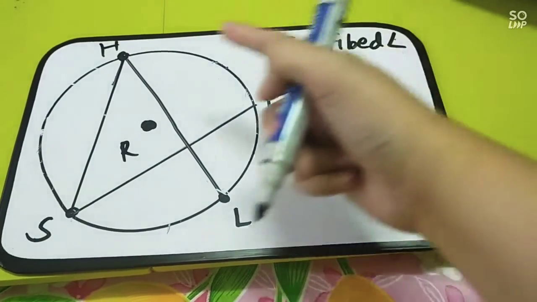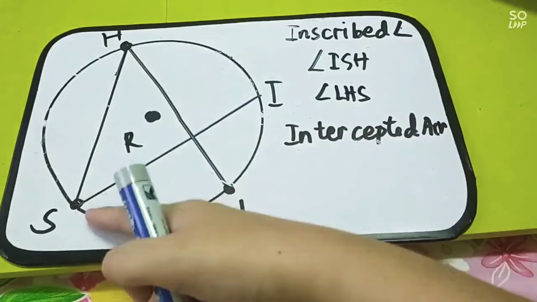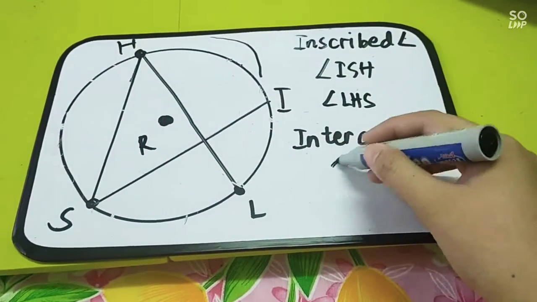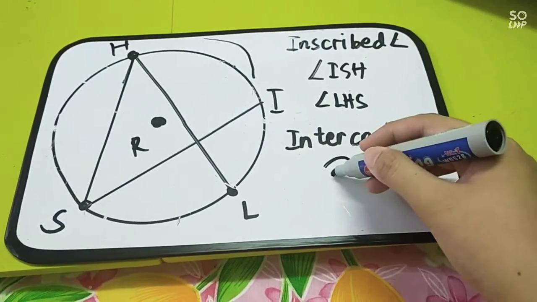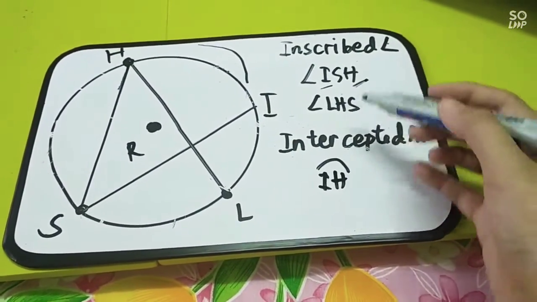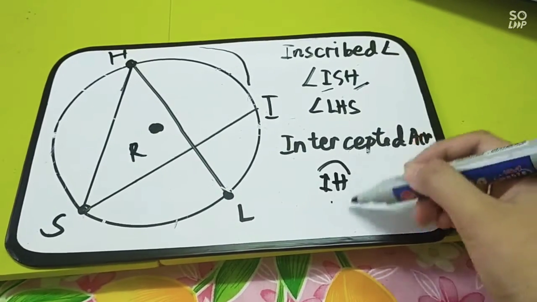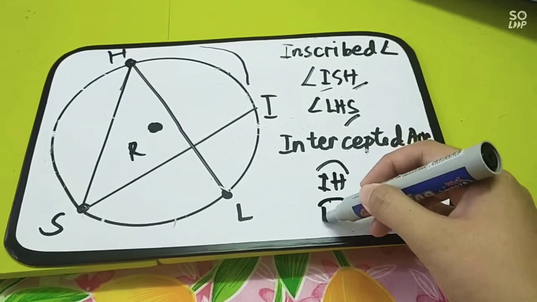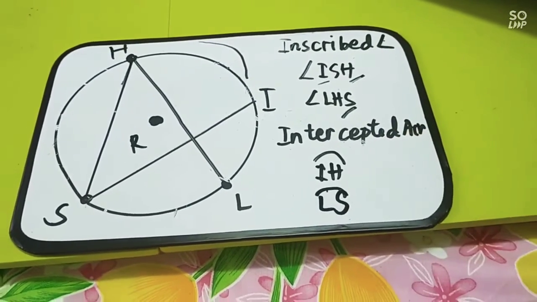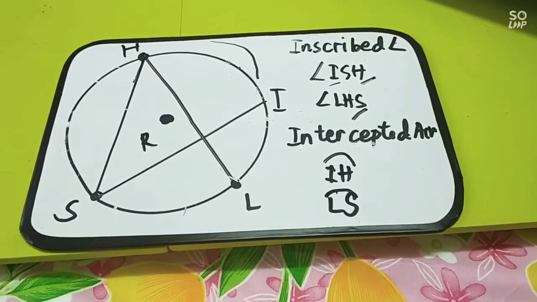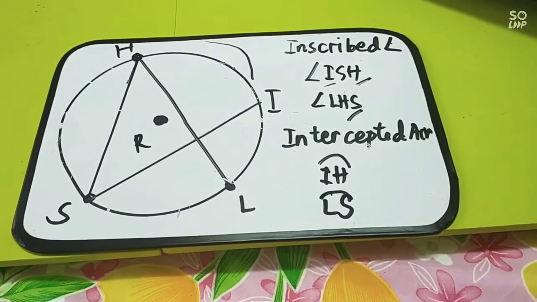So, we have ISH. Therefore, this is the inscribed angle, which is arc HI or arc IH. Only the two endpoints, you will not include the vertex. Next, the intercepted arc of LHS is arc LS. Then, let us apply the inscribed angle theorem.